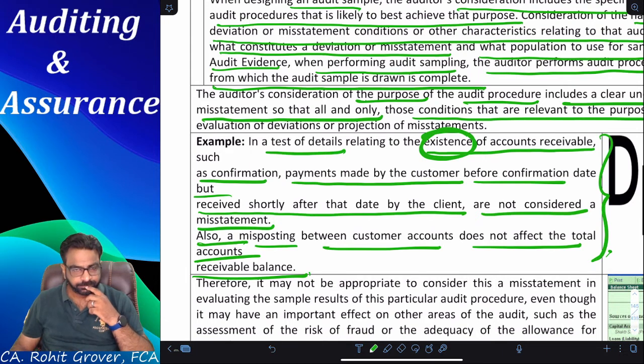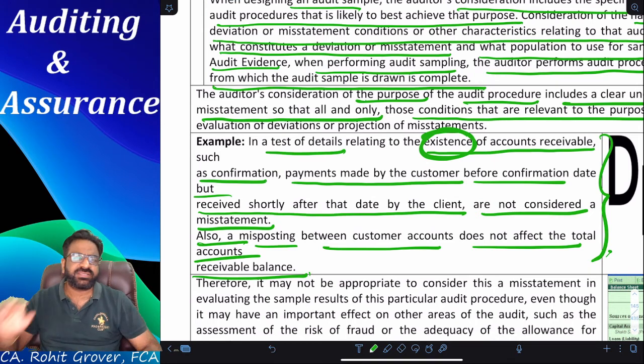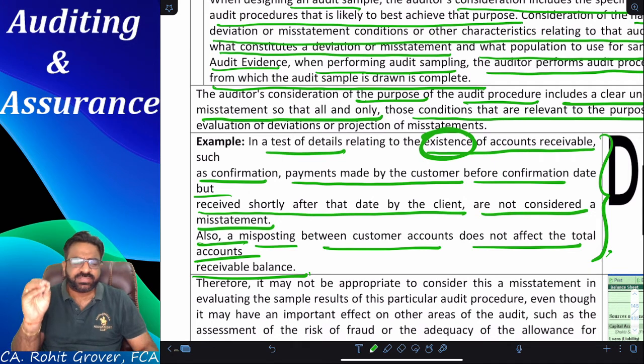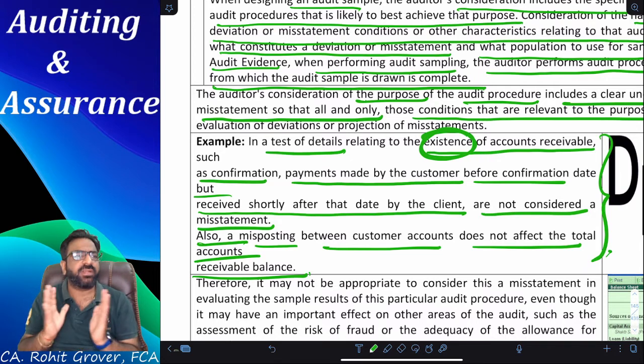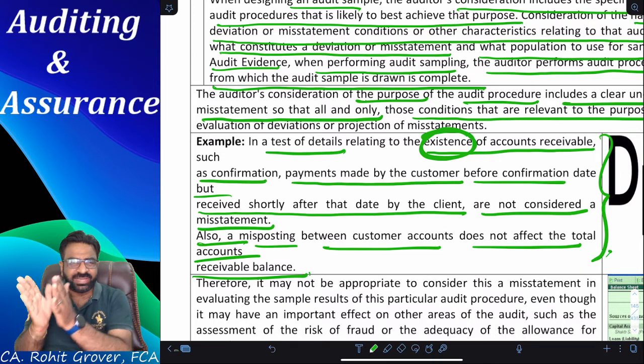If the customer has paid before the confirmation date, but the amount is received after, then there will be a timing difference. Yes, it is not considered a mistake. It's a very simple thing, guys. Suppose there's a debtor who has given me a check before the due date only. It means his intention is clear to make my payment, or not?